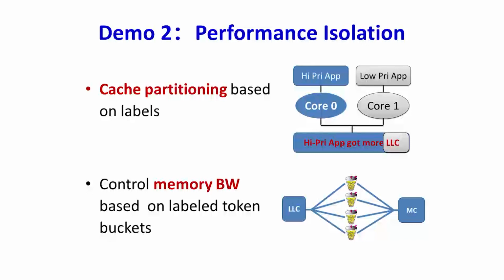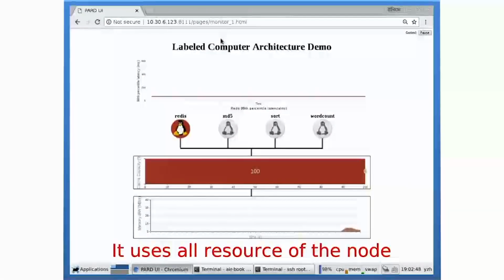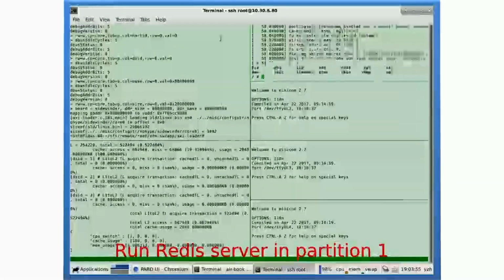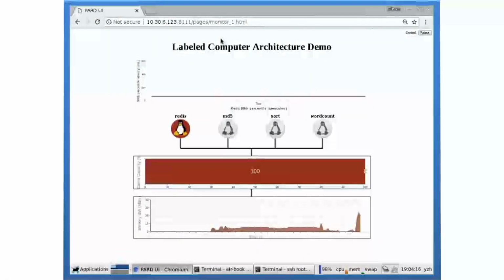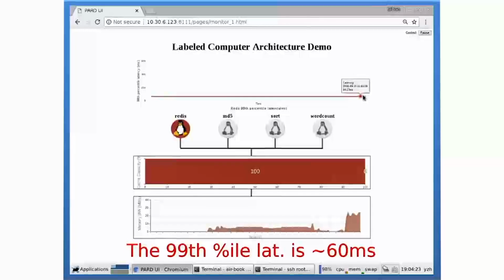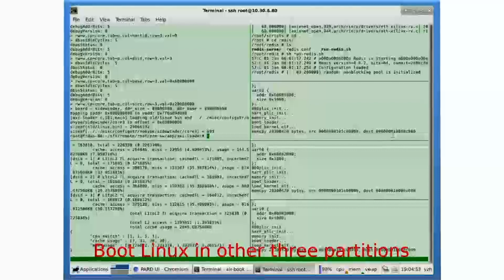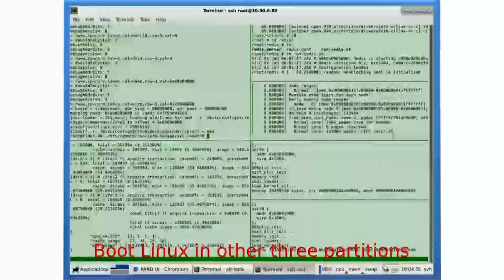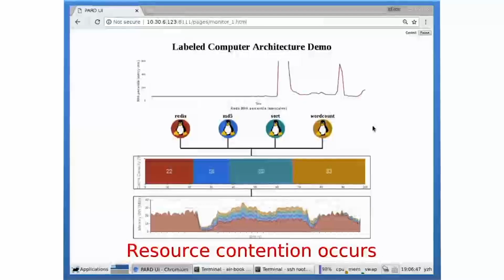Here is a video. We put Linux to use all resources, and then we run a Redis server on partition 1. Okay, memory bandwidth goes up, and the last level cache is used by Redis. Currently the tail latency is only about 60 milliseconds on our FPGA platform. And then we run Linux on the other 3 partitions, and each partition runs MD5, sort, and word count separately.